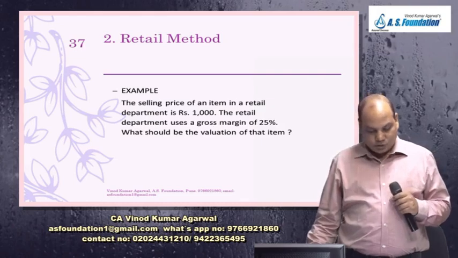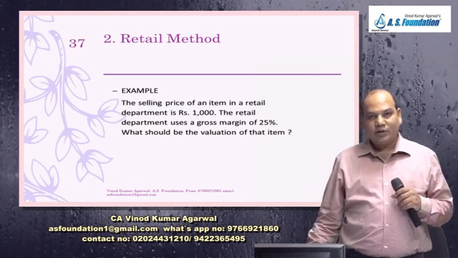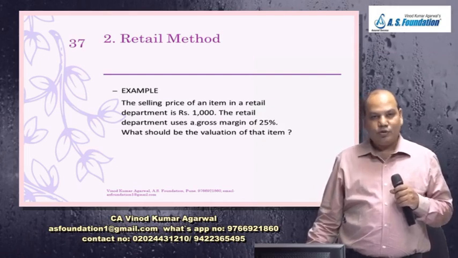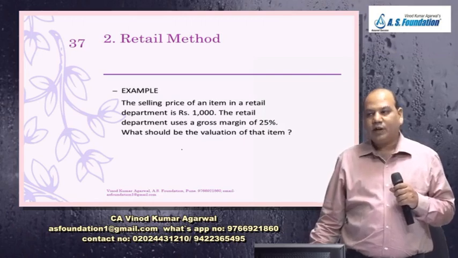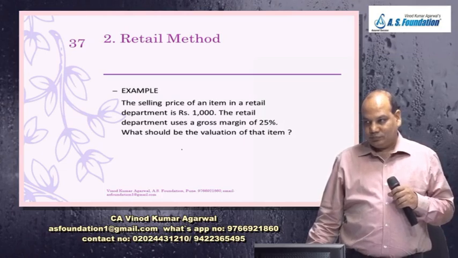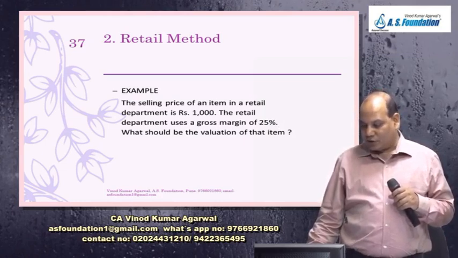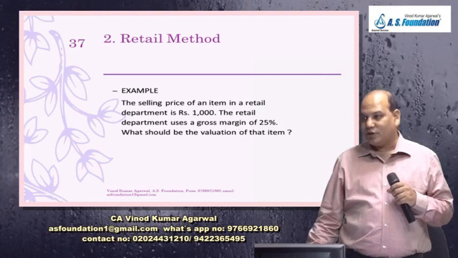Solve this one small question. Selling price of an item of the retail department is 1000 rupees. The retail department uses a gross margin of 25%. What should be the valuation of that item? 1000 rupees selling price, 25% is gross profit ratio on sale. Answer: 700, 750, 800.